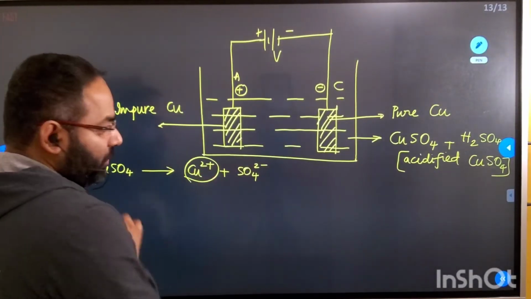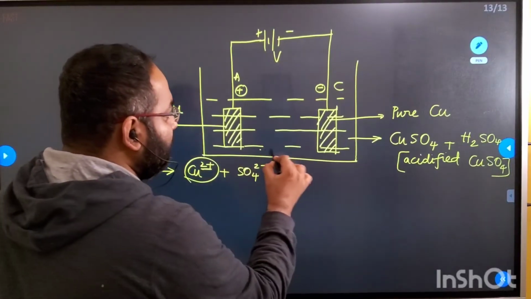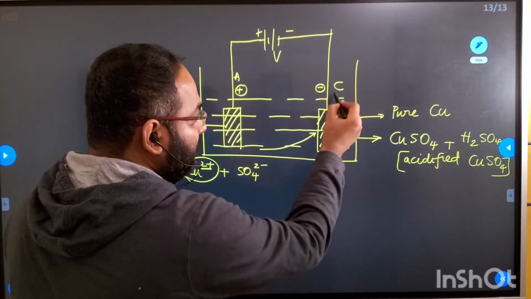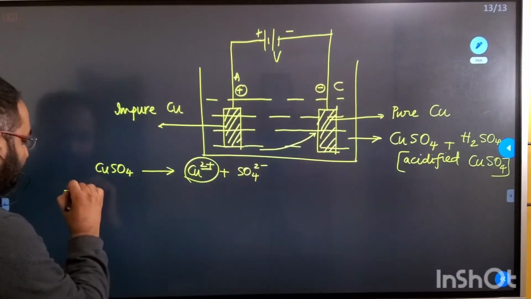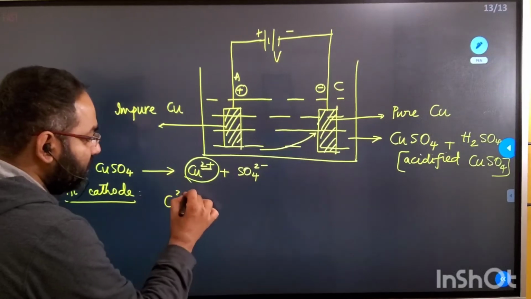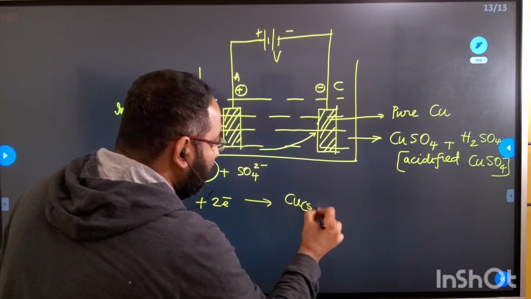These Cu2+ ions, being positively charged, will get attracted to the negative terminal and they start moving in this direction. When they start moving in this direction, they go to the cathode. So let's see what happens at the cathode. These Cu2+ ions will gain 2 electrons to become Cu solid.